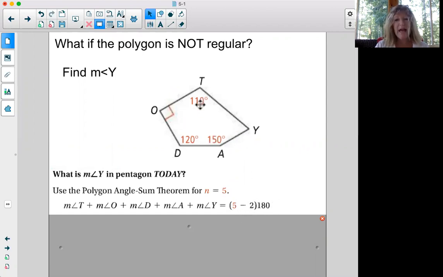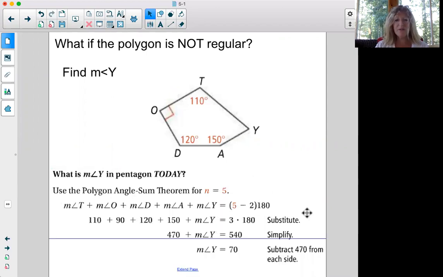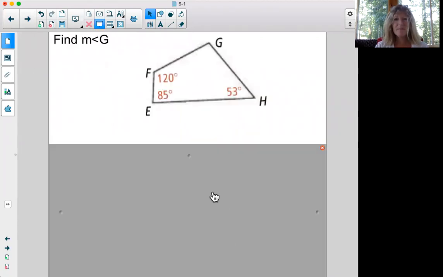And then you can add up all these angles and make your equation, because you know all but one of the angles that you need. And you can solve for your missing angle. So pause, find the measure of angle G, and then press play.